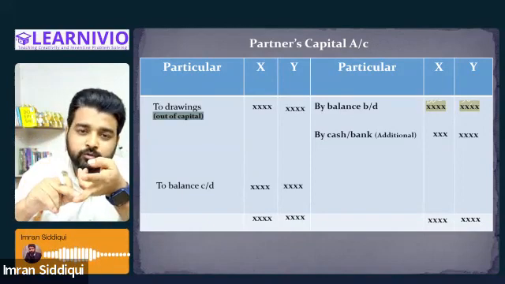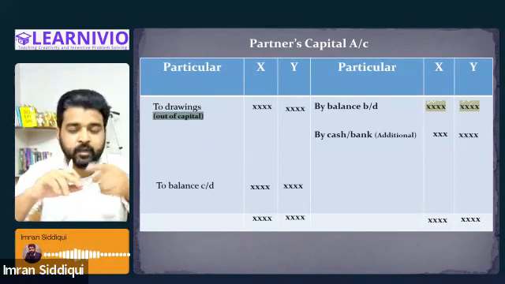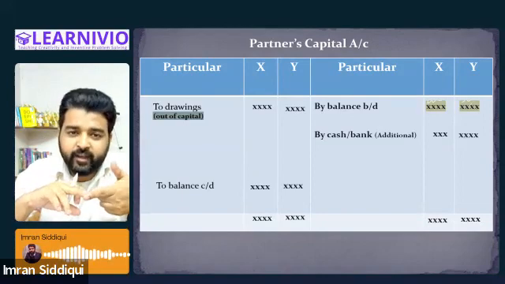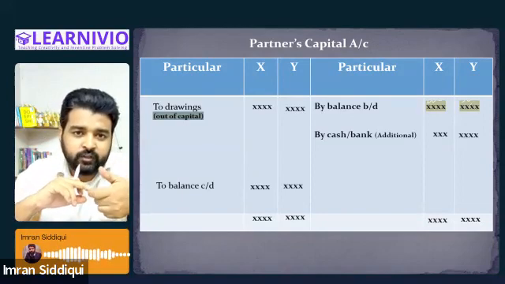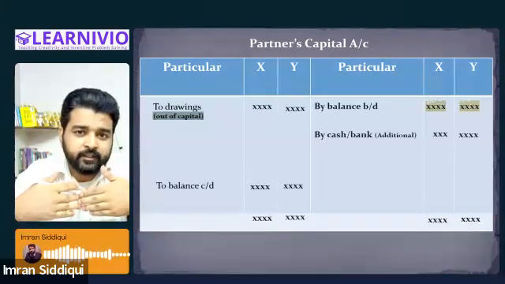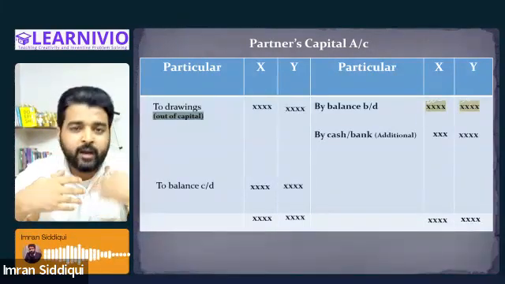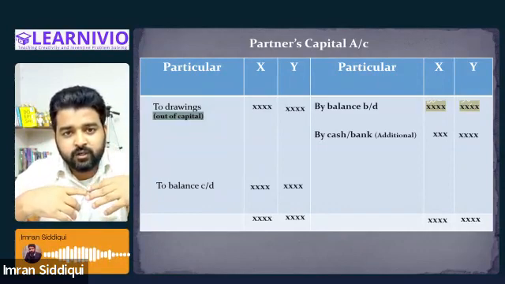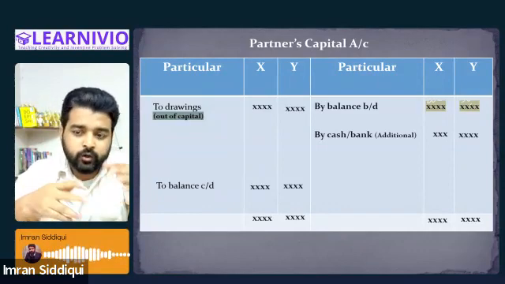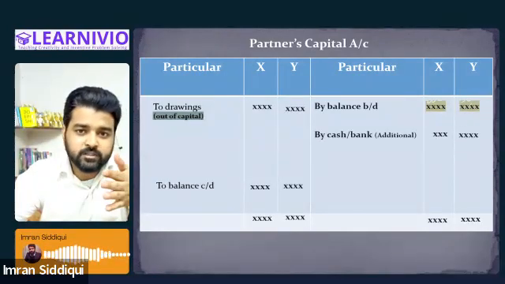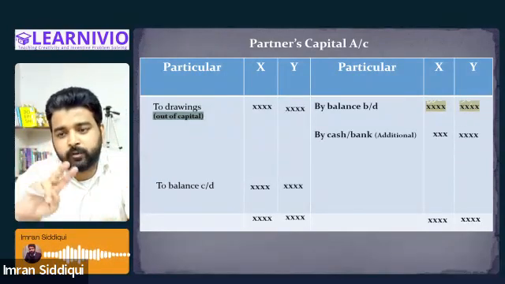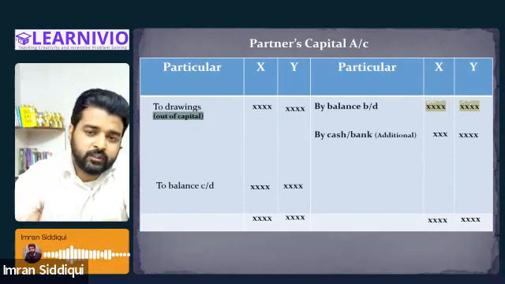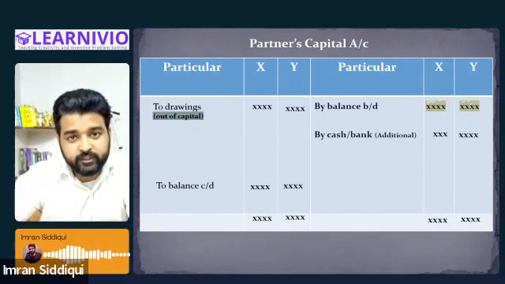So two items will be recorded on the credit side. Firstly, the opening balance of the capital. Number two, if any further capital is being introduced by the partner, then such investment will also be recorded on the credit side of the partner's capital account. So these two components will be on the credit side.